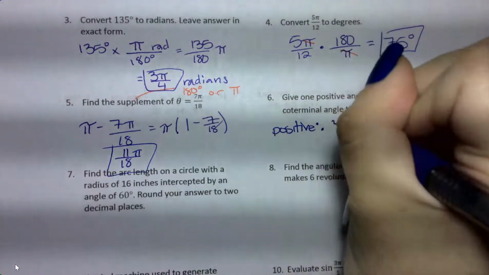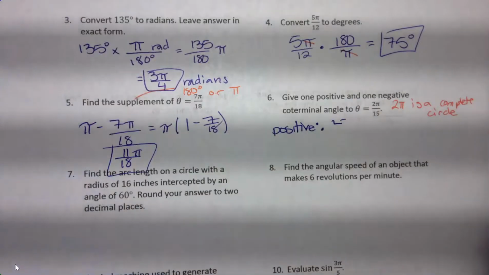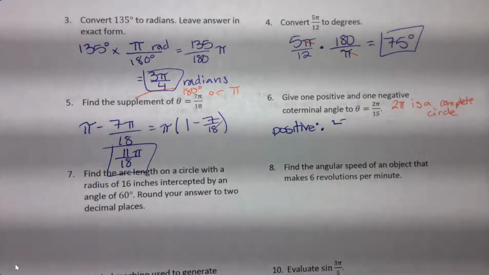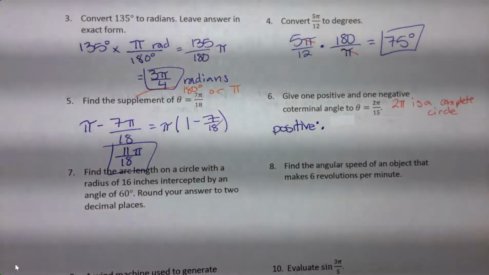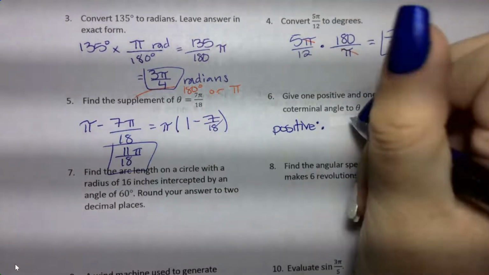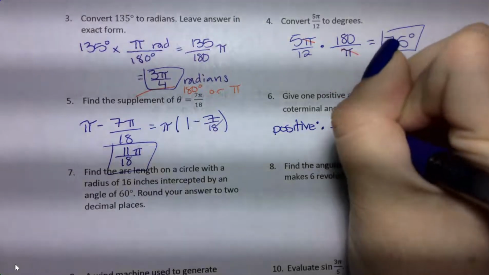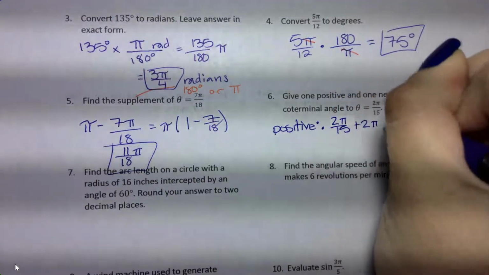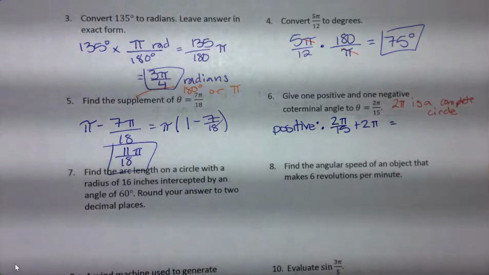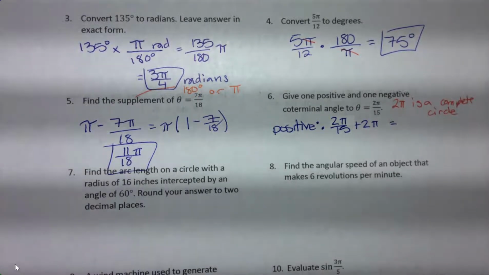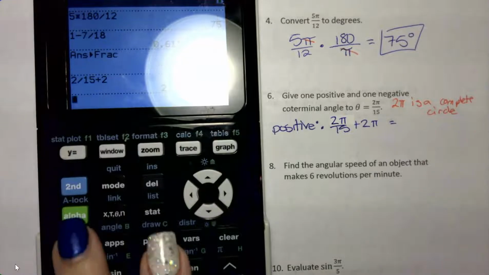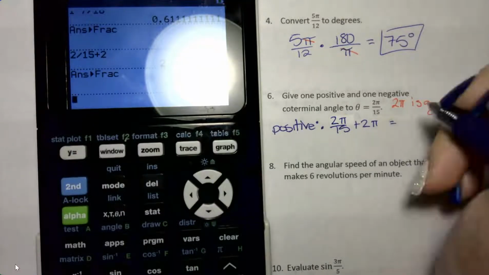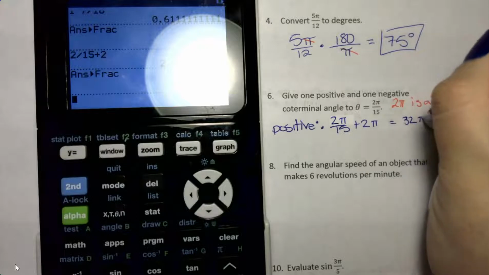So I have 2, oops, that 2 is really ugly. So I have 2 pi 15ths that I want to add 2 pi. I can add this on my calculator without the pi's for now. So I can do 2 15ths plus 2. And if I go math, fraction, enter, this gives me 32 pi 15ths.